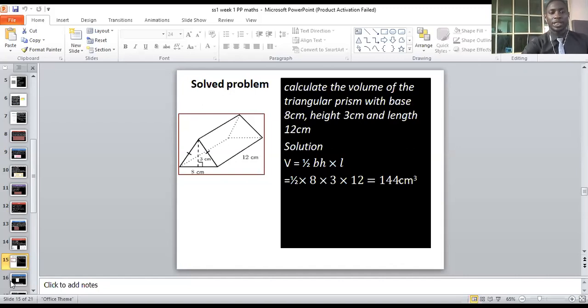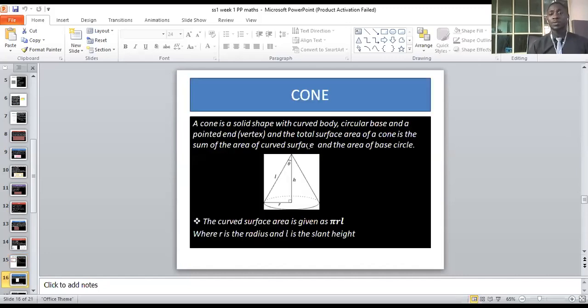So we go to the next shape, which is a cone. This is similar to the cylinder, whereby we have a curved surface area. Looking at the cone here, this is a cone. It's also a solid shape with a curved body. We all know a cone has a curved body, a circular base, and a pointed edge. This is the pointed edge, the vertex, the end point.